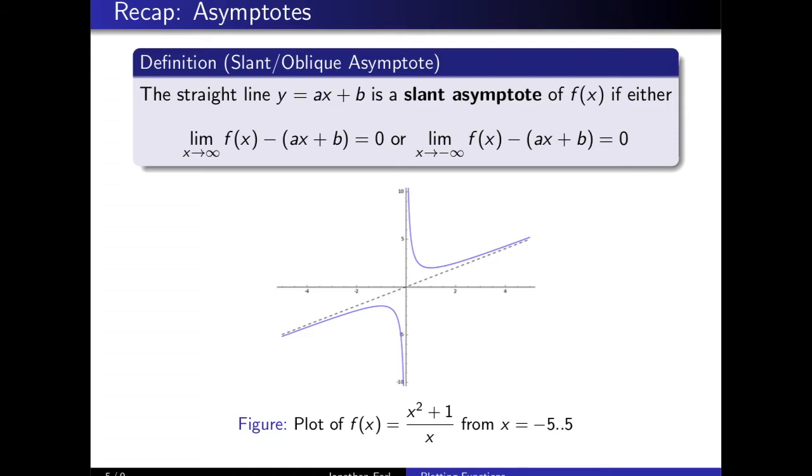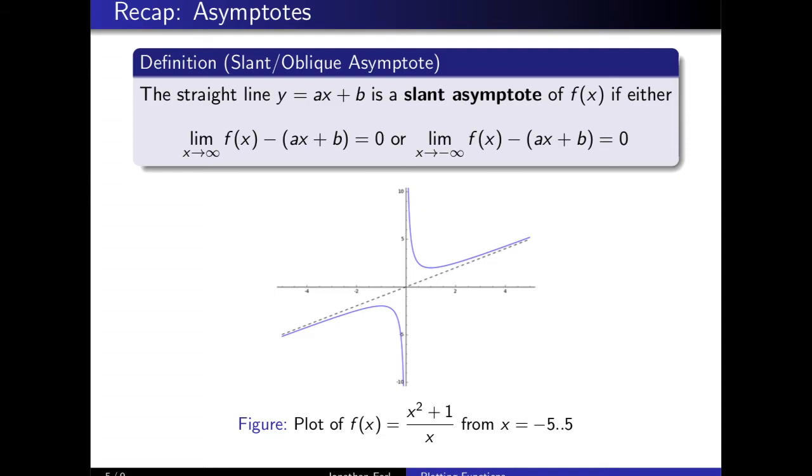So the idea with a slant asymptote is kind of similar to that of a horizontal asymptote. With the horizontal asymptote, what we said was that the function was going towards a number, or in other words, the function was approaching a horizontal line. Now what we're going to have with a slant asymptote is that our function is approaching just a generic line, so a y equals ax plus b kind of line. So the idea is that if you put forward some line y equals ax plus b, subtract it off from your function, and take the limit of that difference as x goes off to plus and also minus infinity. If that limit goes to 0, then you have a slant asymptote.